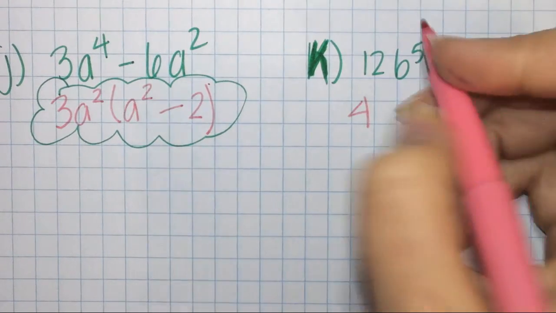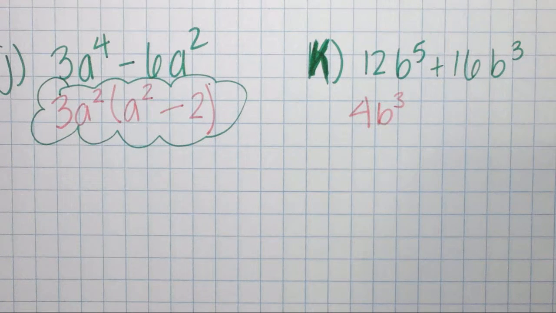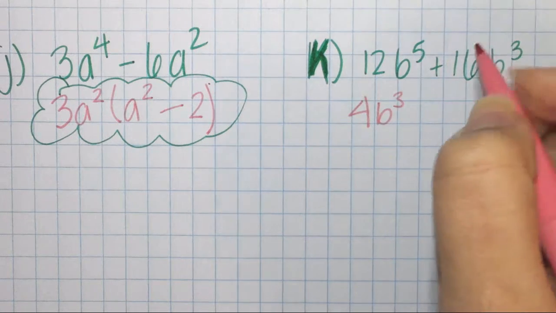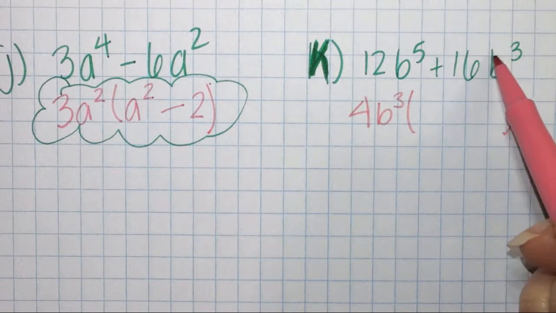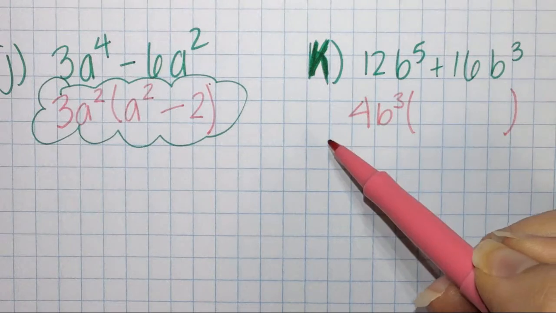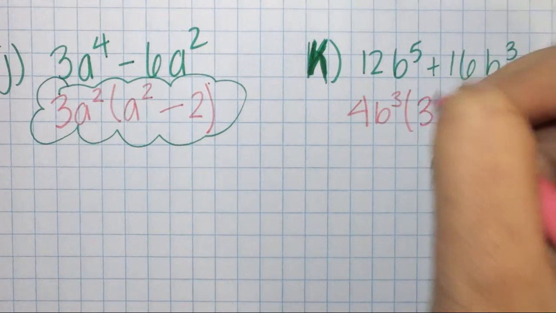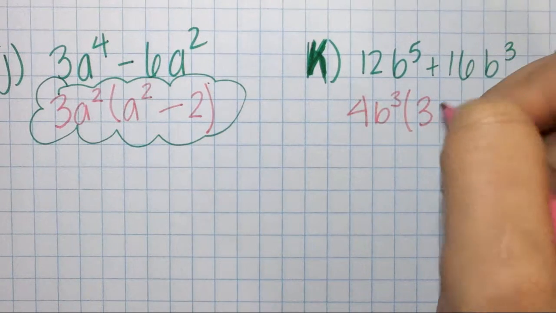B cubed? Yes, it is. Why is it 4b cubed? Because they both have B. No, you took the smallest exponent. And if we have 2 in here, we're going to have 2 in here. So what's 12 divided by 4? 3B. And if you have 5 B's and you take out 3, how many are going to be left? 2.